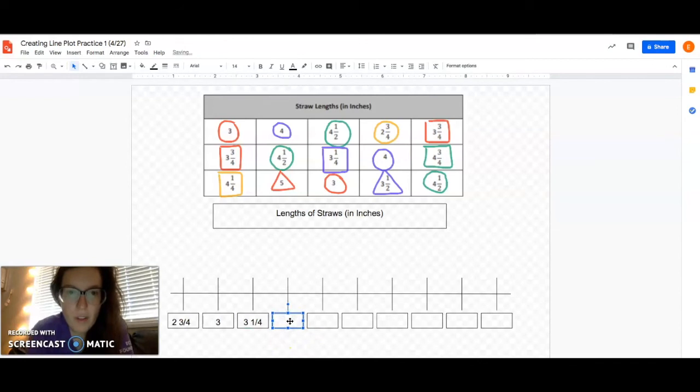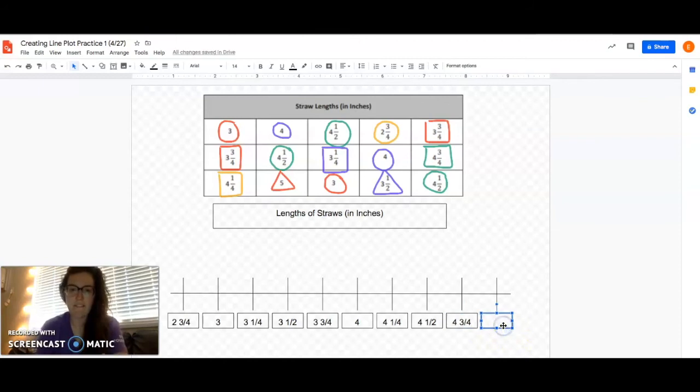Is there 3 2/4? Oh, 3 1/2. Right, I remember those are equivalent. 3 1/2. Then 3 3/4. And then 3 4/4 would be the same as, think in your brain, 4. Right. Then 4 1/4. 4 2/4. Oh, 4 1/2. Right, that's the same thing. 4 3/4. Yep, I see that in my values. And 5. Perfect. Now I can go ahead and add my x's.